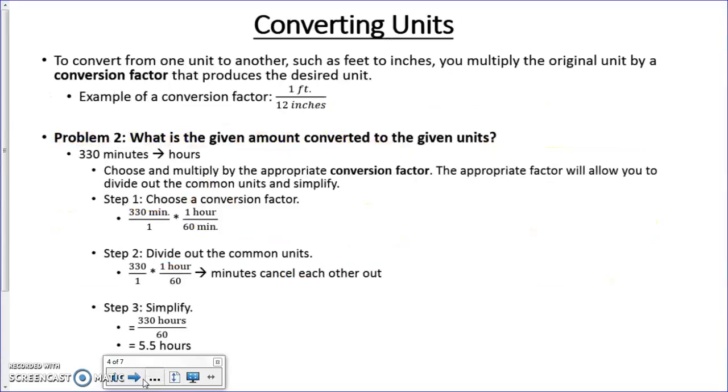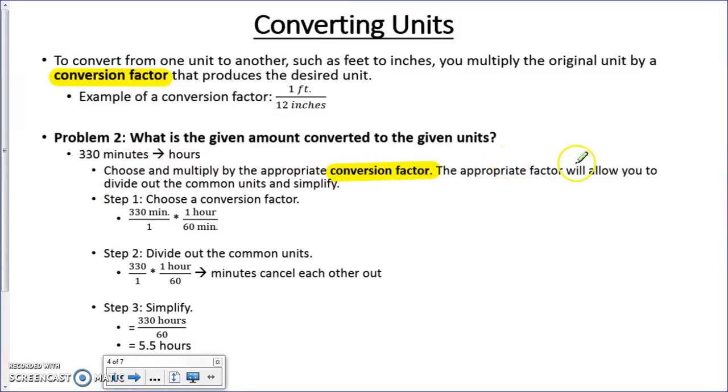To convert from one unit to another, such as feet to inches, you multiply the original unit by a conversion factor that produces the desired unit. An example of a conversion factor is that in 1 foot, there are 12 inches. 1 foot is 12 inches. Problem 2. What is the given amount converted to the given units? 330 minutes, to hours. So here we want to choose and multiply by the appropriate conversion factor.